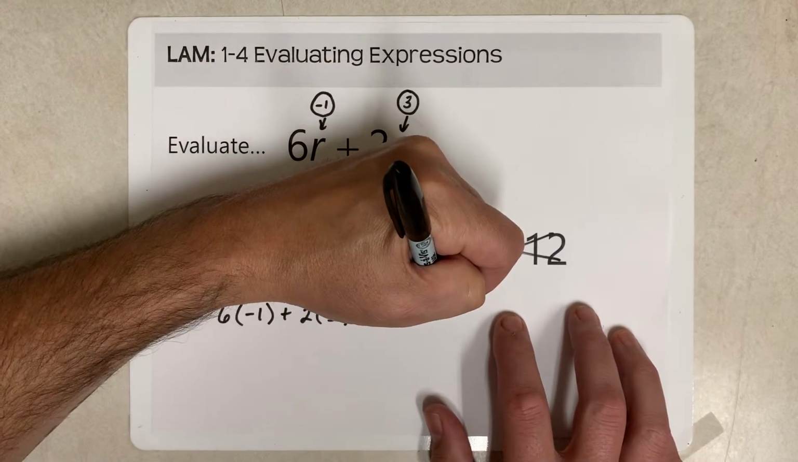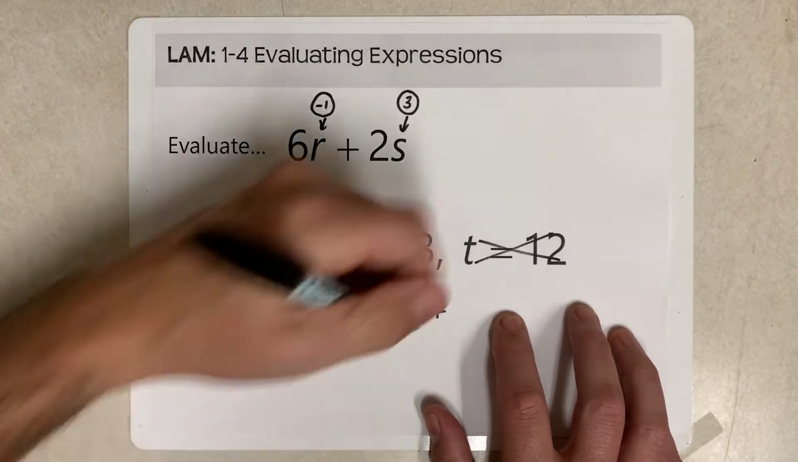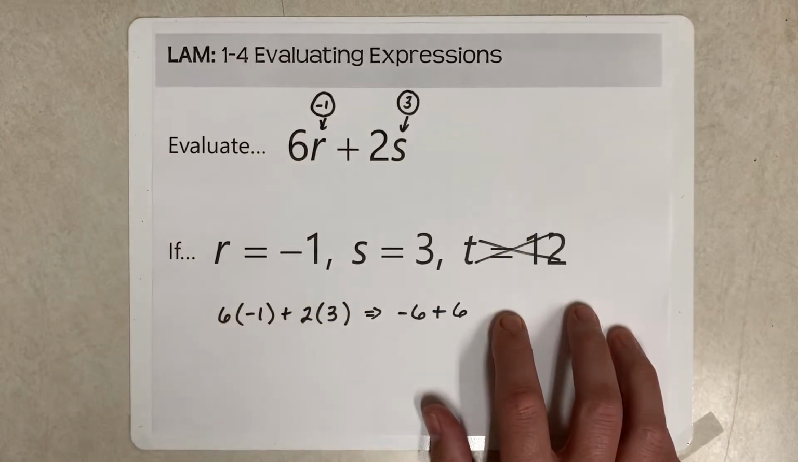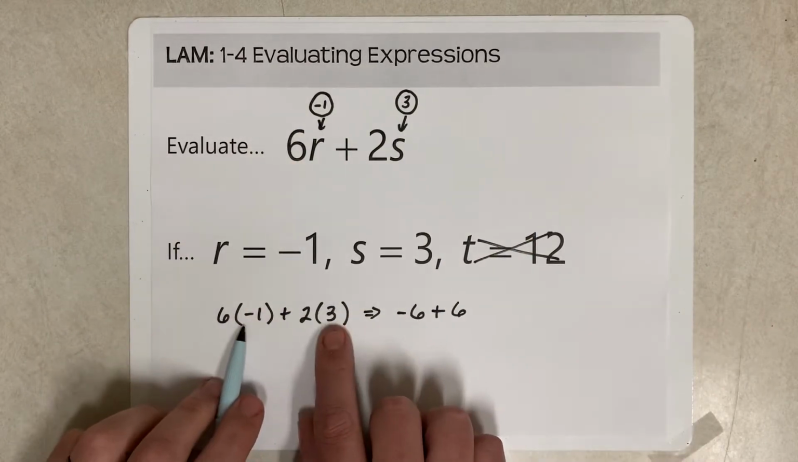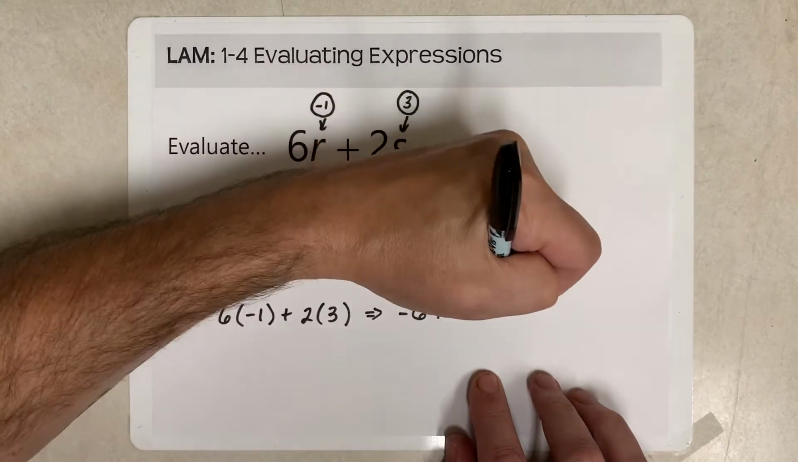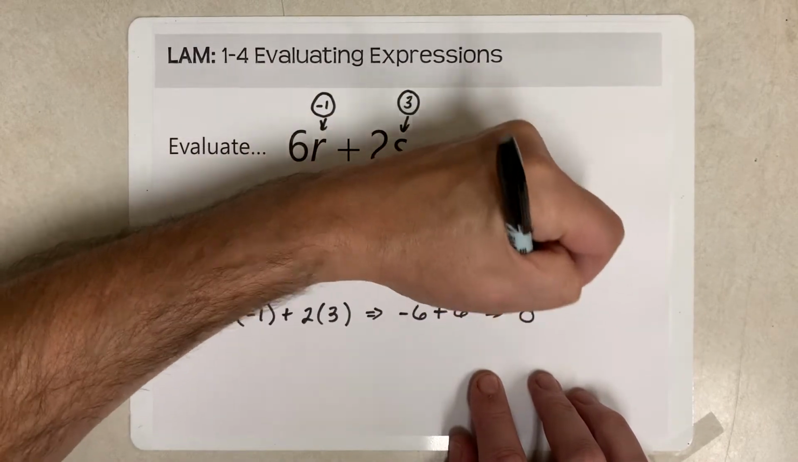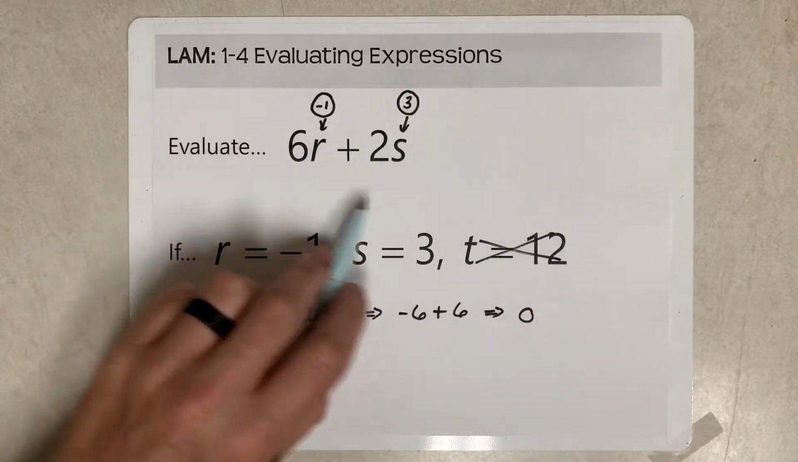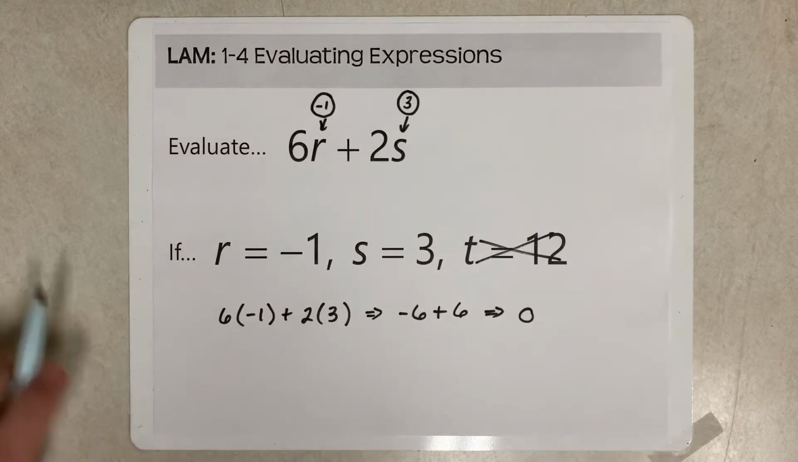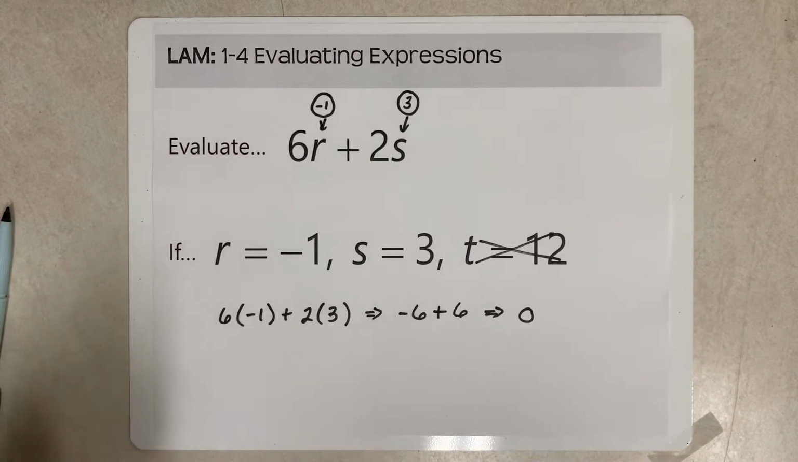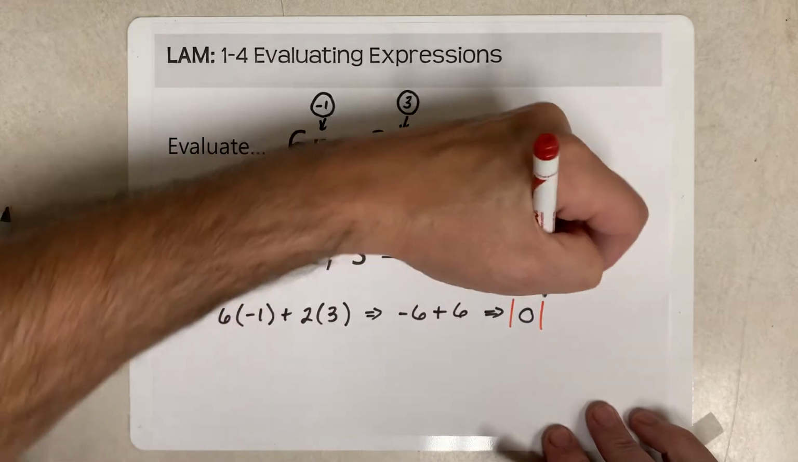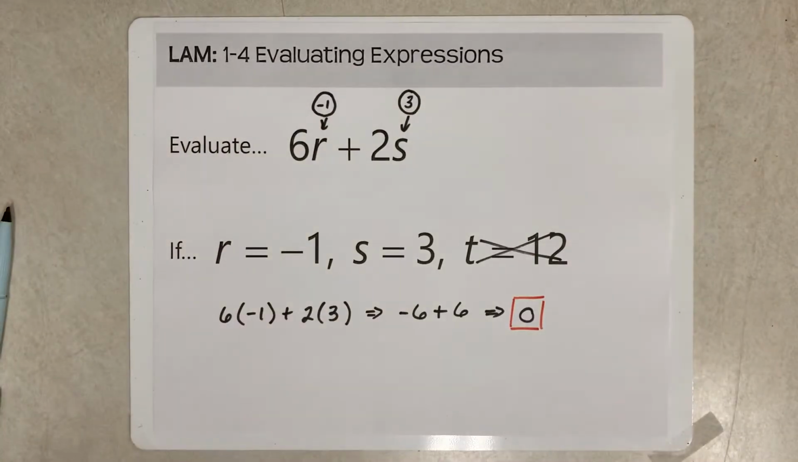And I could actually do this too, couldn't I? 2 times 3 is 6. That's not a problem because these are separate. -6 plus 6, those are additive inverses, and they make 0. So all of this is equal to 0. And so we'll go ahead and box that in. So when you do that, your teacher knows exactly what answer that you have picked.